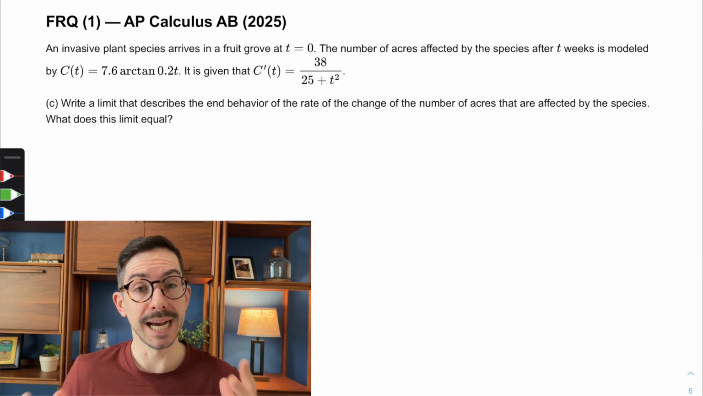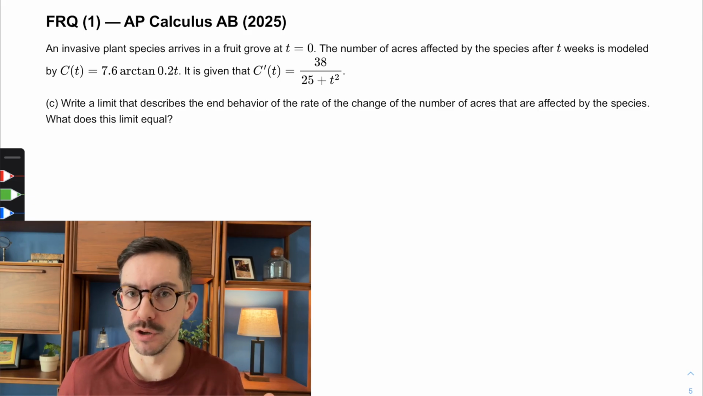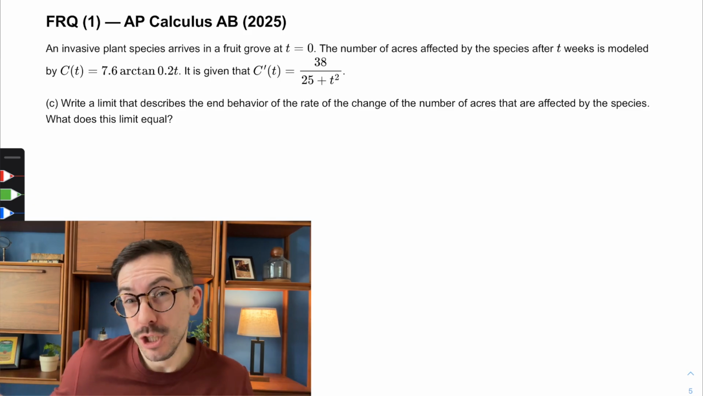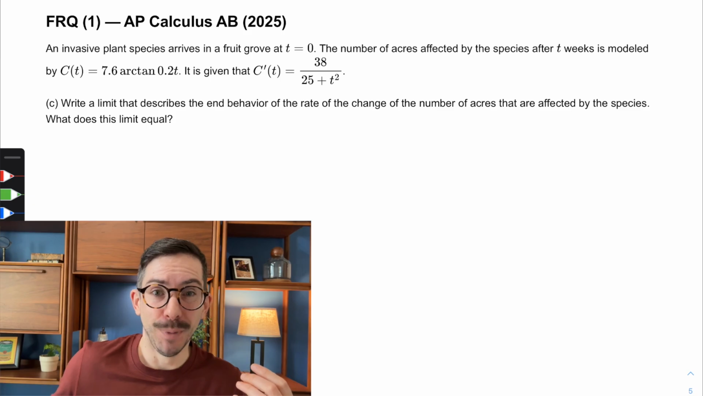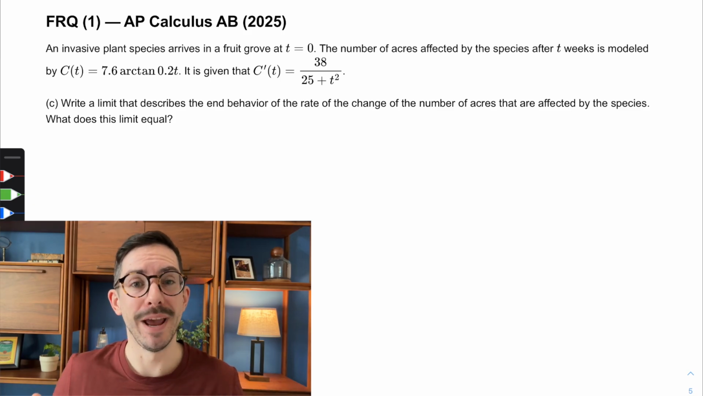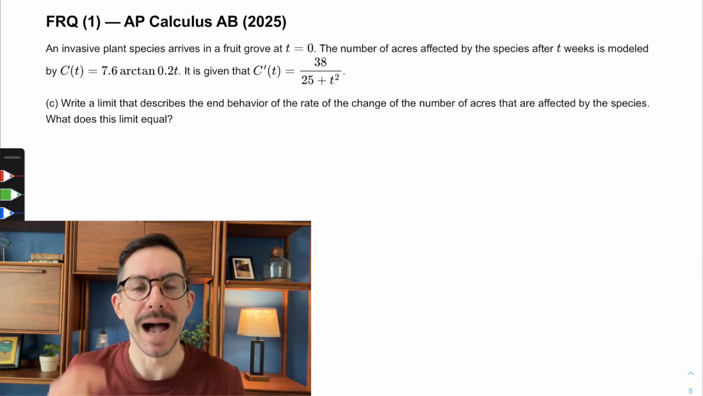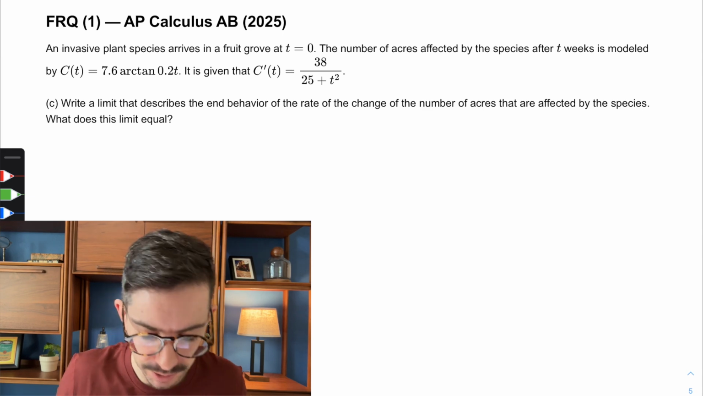Now, part C is asking us to write a limit to describe some long-term end behavior of what's going on here, and then evaluate that limit. Okay, well, we could use our calculator for this, or we could try to use our calculator, but we actually don't need to, and our calculator won't help us that much. It could maybe help us guess the answer, but if we've got enough background knowledge in our heads, this is super quick. We don't need to type anything into our calculator.